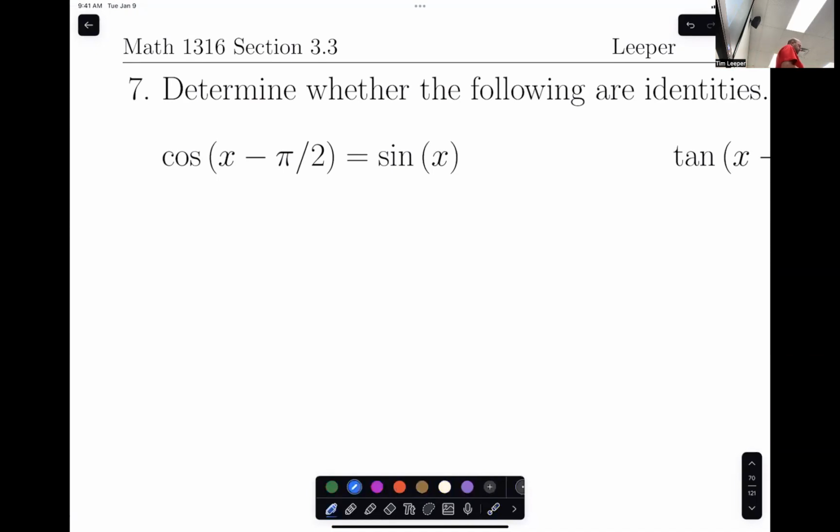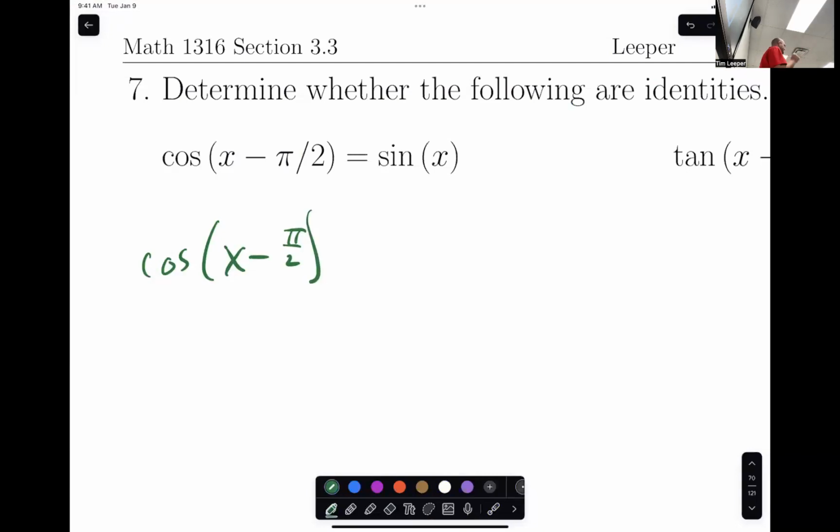Well, here's what I'm going to do. I need to determine whether they are identities. I'm going to do that by trying to prove it. Looking at the most difficult side here, we have cosine of x minus pi over 2. That's the most difficult side. That's where I'm going to begin. Cosine of x minus pi over 2.